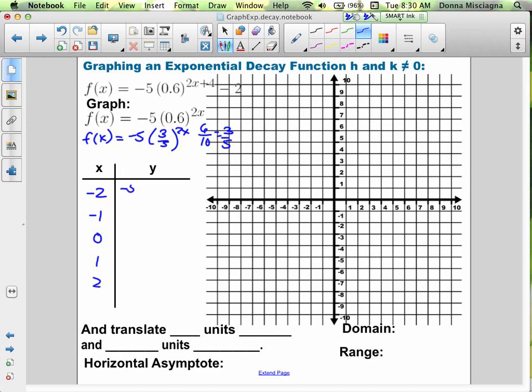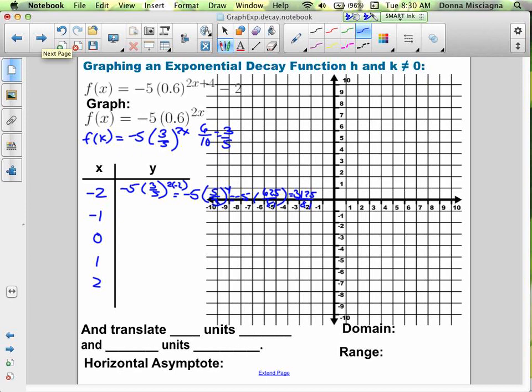All right, so -5 times 3/5 to the 2 times -2 power. That's going to be the reciprocal because of the negative exponent. So that's going to be -5 times 5/3 to the 4th power, which is 625/81. So that's going to be -3125/81. I think we can agree that that's not going to fit on this graph. Is this one in the notes? Yes. Okay, we're leaving that one off.